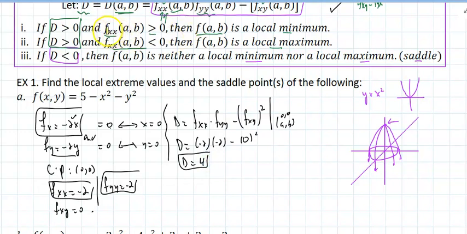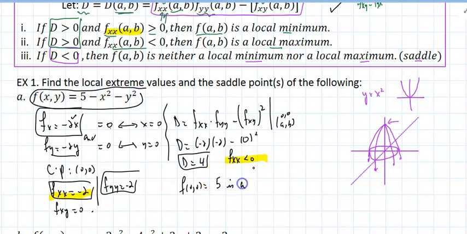What's next? Take f sub xx, that's negative, which indicates f of (0, 0), and you go back to the original like we did back in the days, that is 5, is a what? If it's negative, we agreed it is a local maximum.